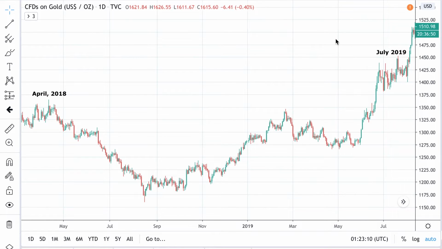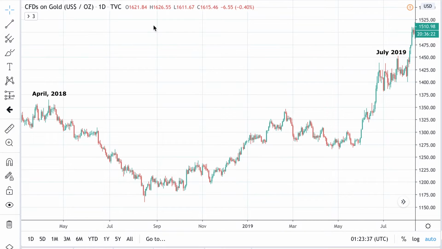I'm going to show you a live demo of the example I just explained. This is the chart of the gold price, and as you can see, I marked April 2018 to July 2019. We're going to use the MACD strategy to trade this time period and see how it works.